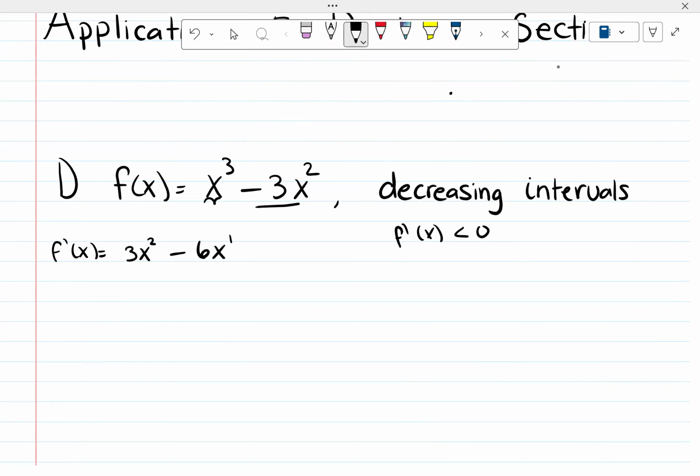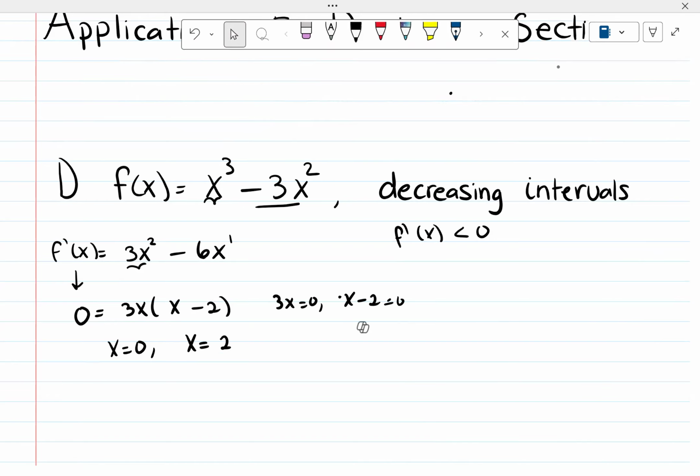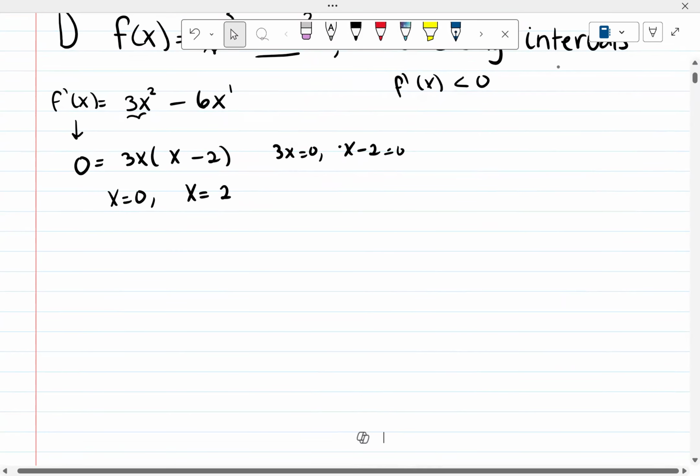Then what you have to do is set f prime to 0 and try to solve for x. So it looks like we could factor out a 3x, and that gives me x minus 2. And then when you actually solve for x, you get x equals 0 and x equals positive 2. I just set each factor to 0 and solved for x. Now, with x equals 0 and x equals 2, we're going to do some test points, and we're going to put it on a number line.